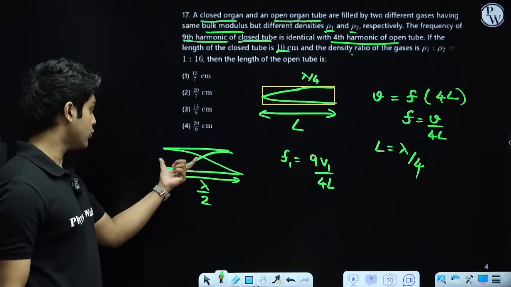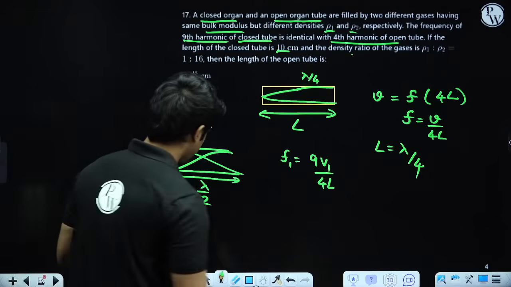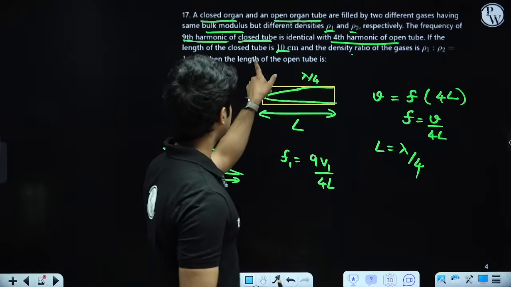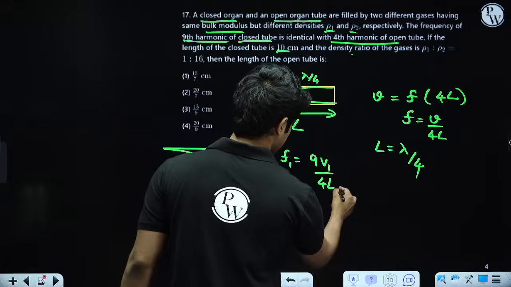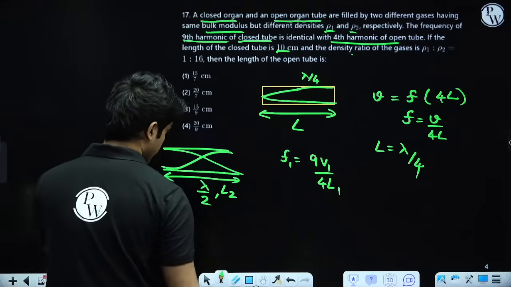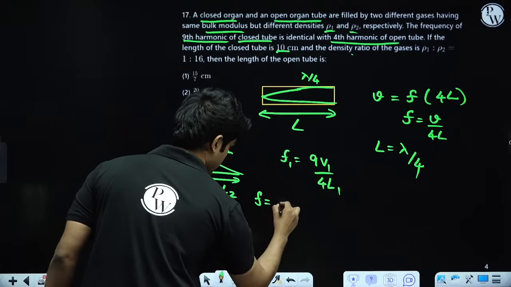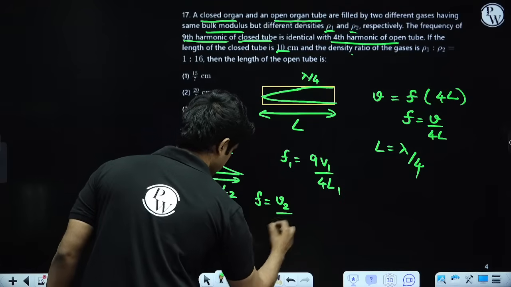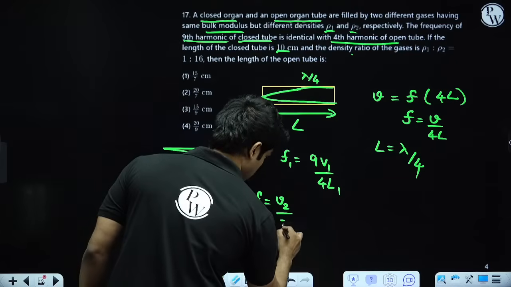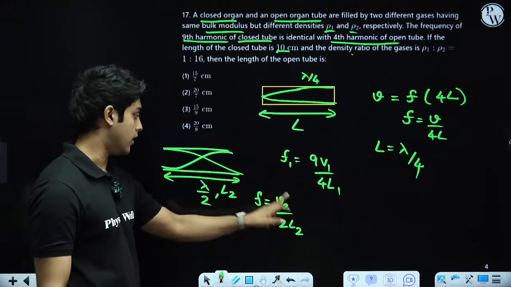No, antinode to node is lambda by 4, antinode to node is lambda by 4, so totally it is lambda by 2. And this length, okay, so the lengths are also different. So we'll call this L1 and this will be L2, let's say. So here the fundamental frequency will be V2 divided by 2L2. Okay, this is the case for the open tube.